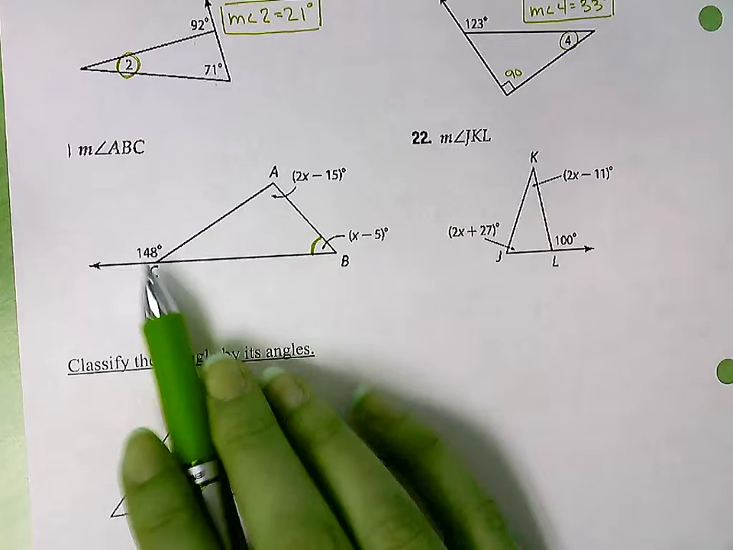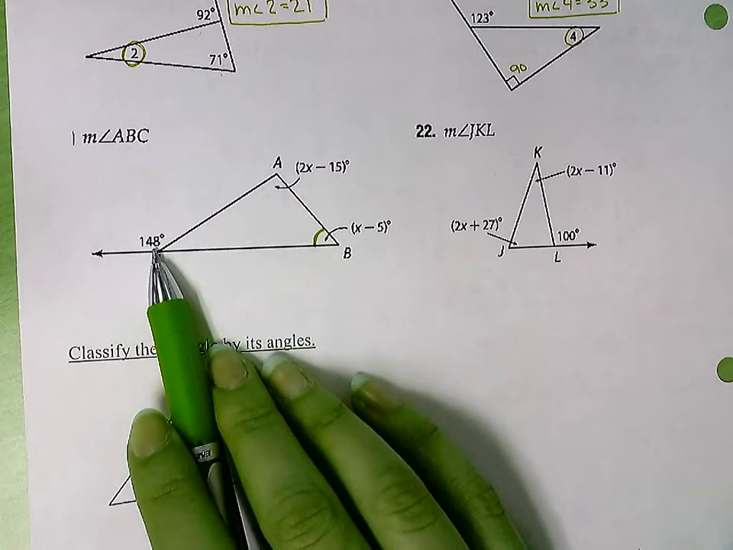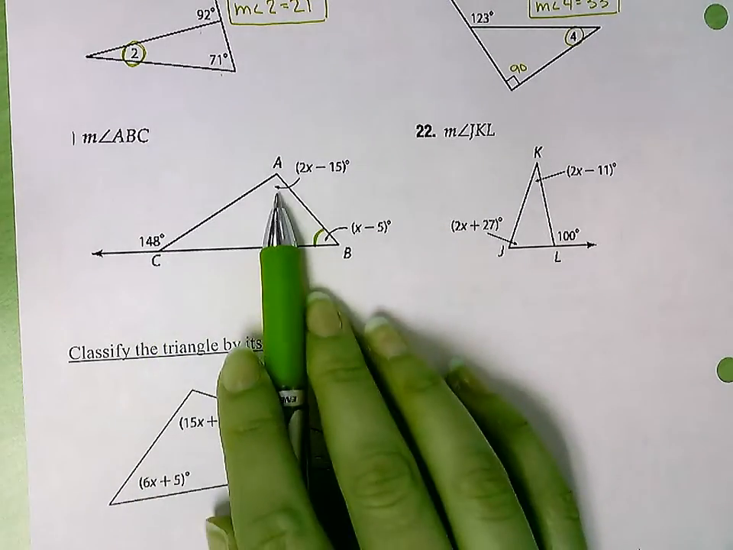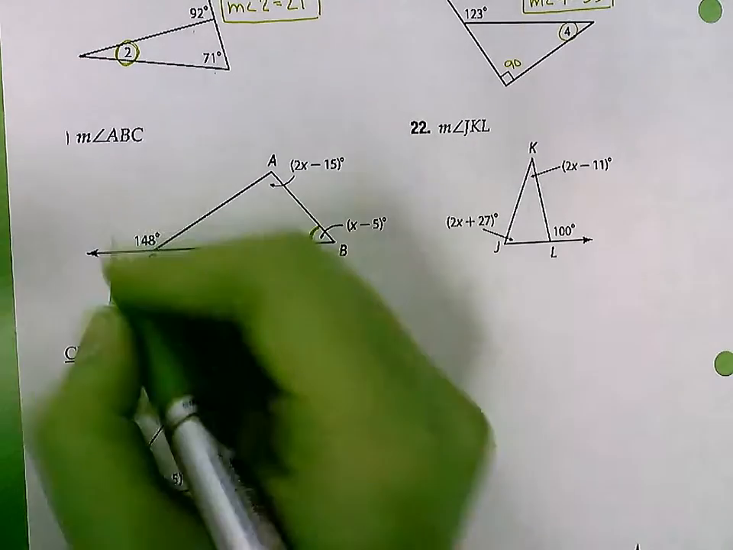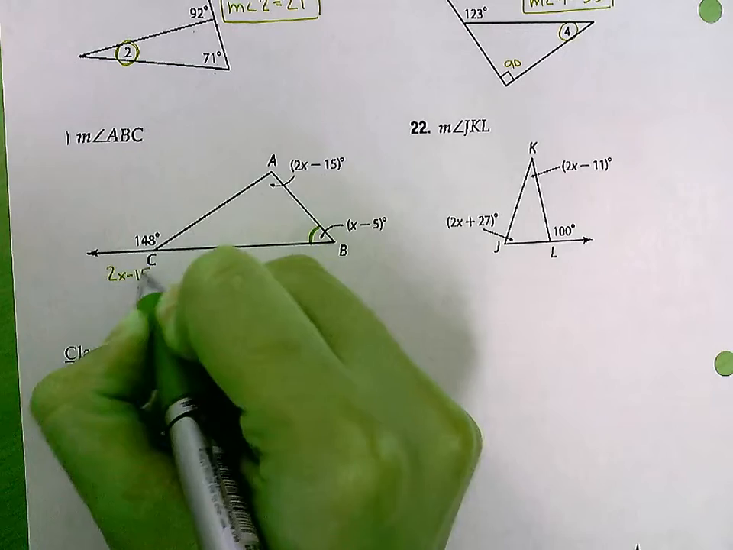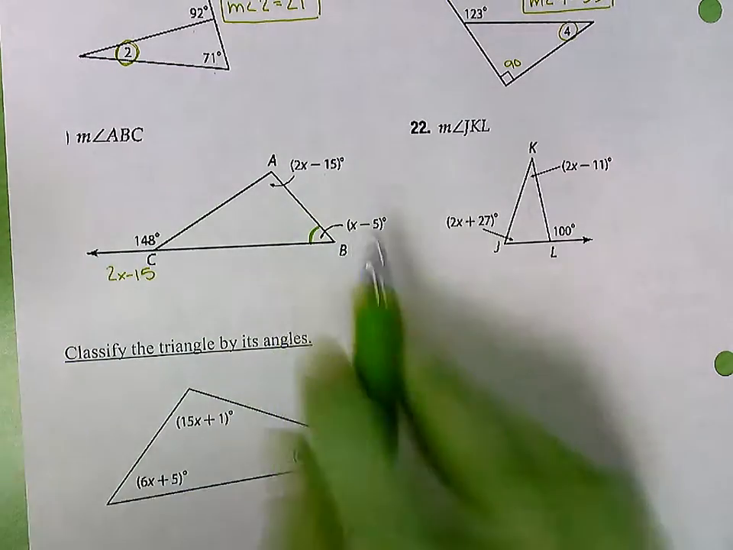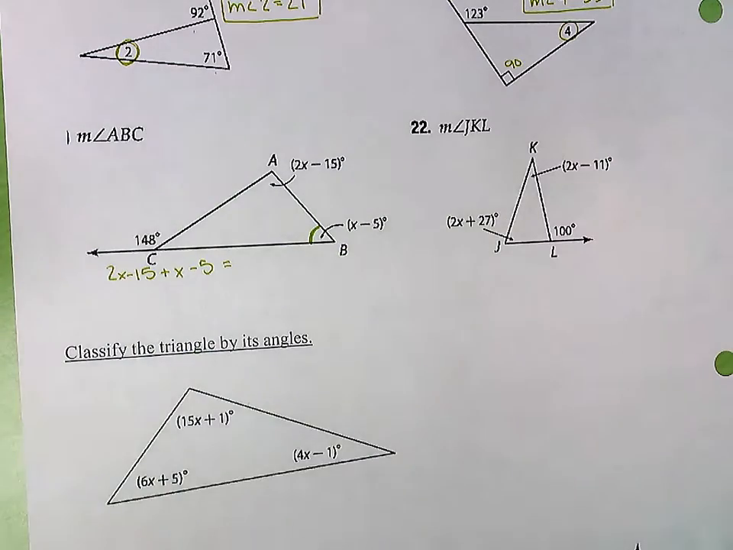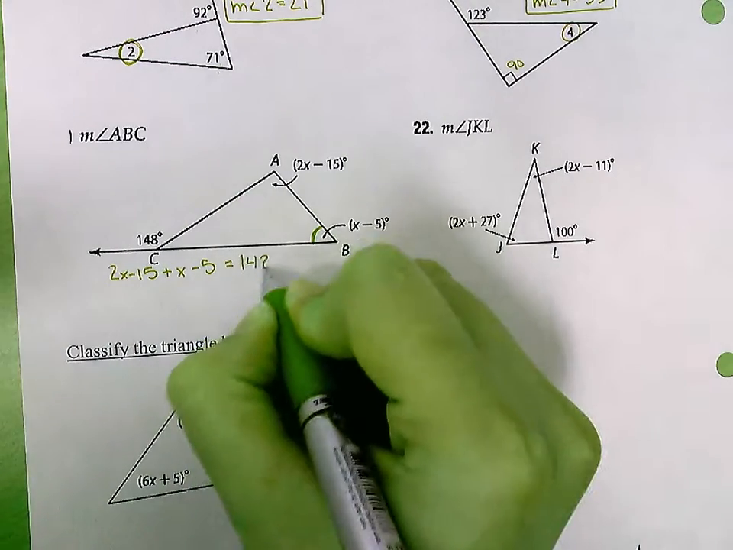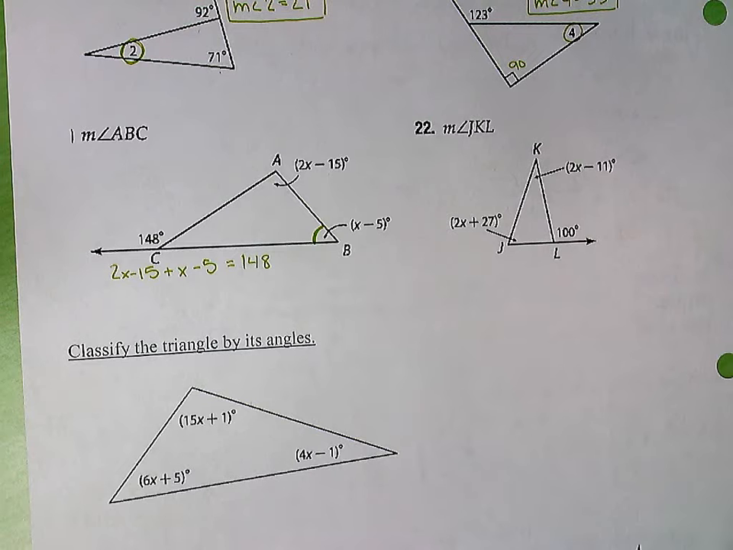Okay, so since 148 is your exterior angle, you can add together your two remote interiors. So you can take 2x minus 15 and add x minus 5 to get 148. I can add together those two remote interiors, and that will equal that exterior. From here I can solve for x.